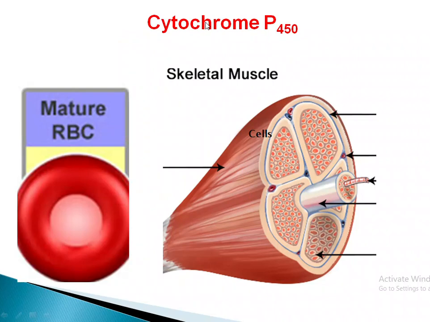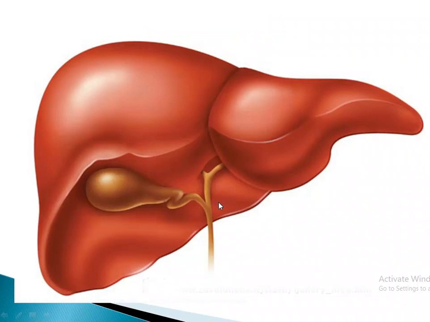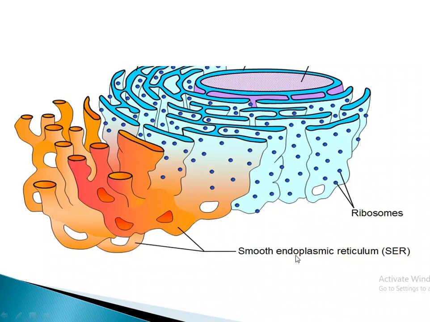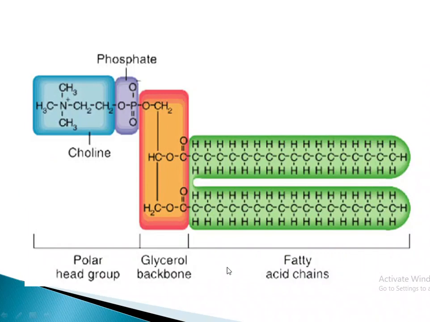The enzyme cytochrome P450 occurs in all living organisms from bacteria to mammals. All mammalian cells except mature RBCs and skeletal muscle cells contain cytochrome P450, but the highest amount is found in the liver cells. Cytochrome P450 is a heme-containing enzyme mostly occurring in the smooth endoplasmic reticulum of liver cells and most other tissues or cells, and is mostly associated with a phospholipid, that is lecithin.